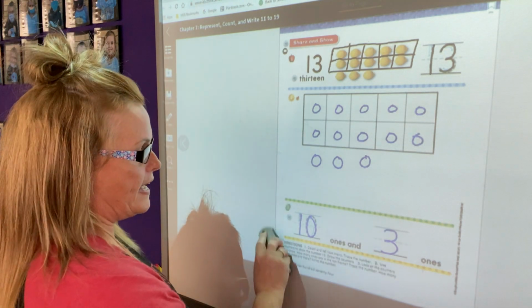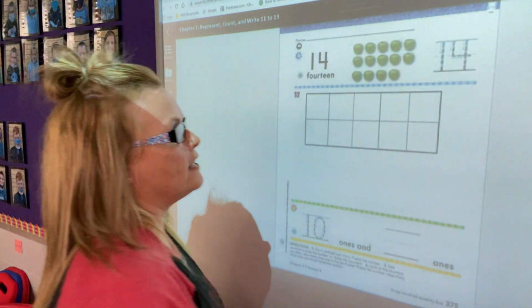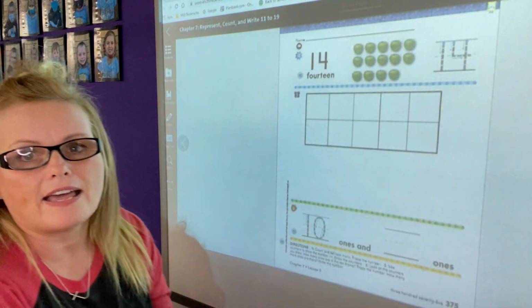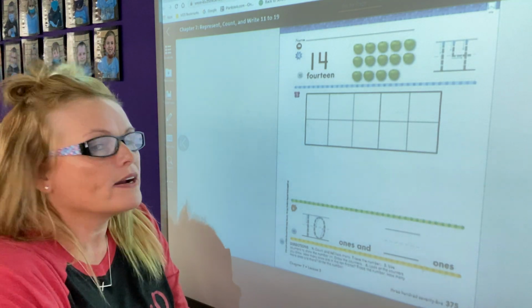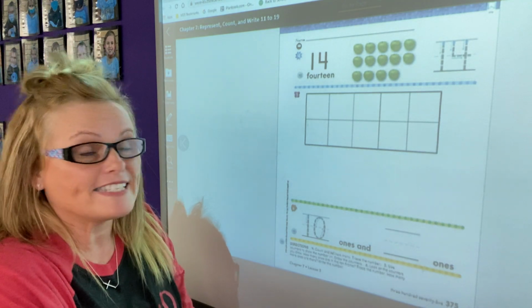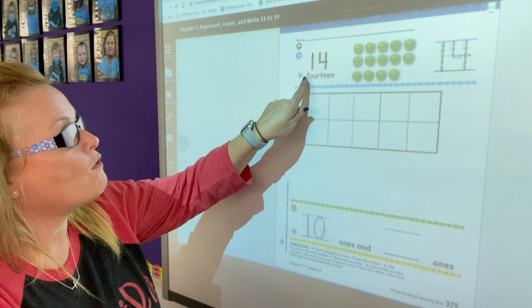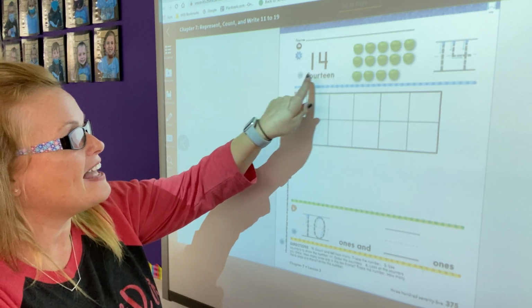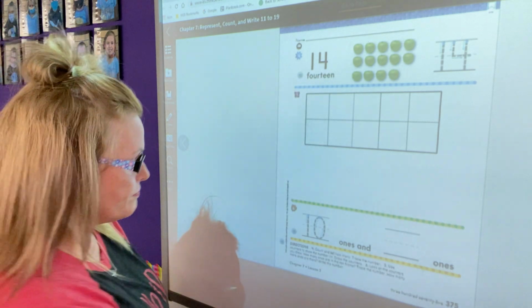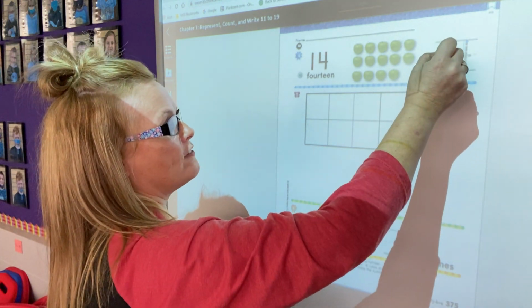Excellent work today. Go ahead and look over onto your next page. I'll turn mine, and now we have that number 1, 4. What's that called? Not 1, 4. We call it 14. 14 is a 1 and a 4. 14, F-O-U-R-T-E-E-N, 14. And our numbers 1, go ahead and trace them, and 4.